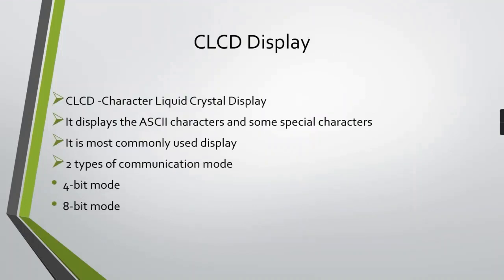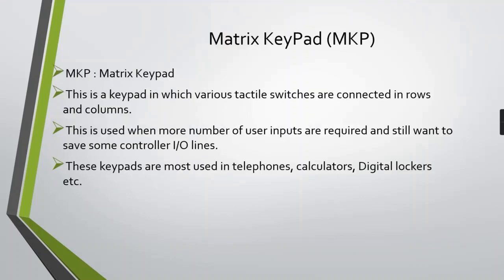Now what is CLCD? CLCD is nothing but character liquid crystal display. It can display ASCII characters and special characters too. This is the most commonly used display, and there are two types of communication mode of the display, that is 4-bit and 8-bit mode.